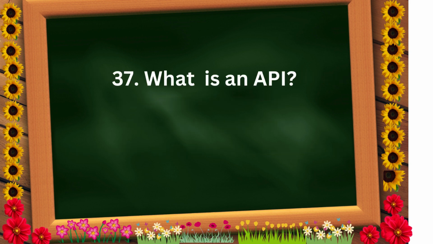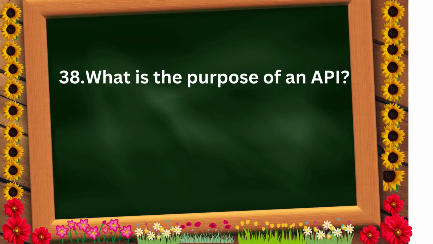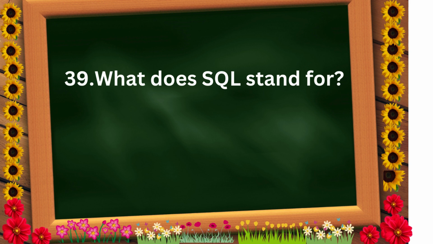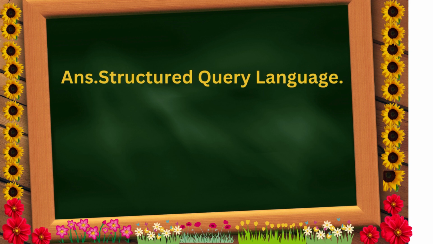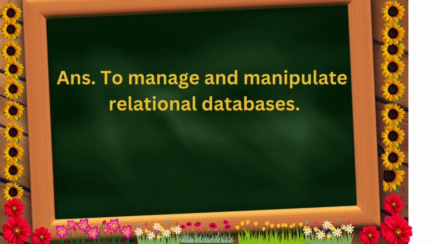What is an API? Application Programming Interface. What is the purpose of an API? To allow different software applications to communicate with each other. What does SQL stand for? Structured Query Language. What is SQL used for? To manage and manipulate relational databases.